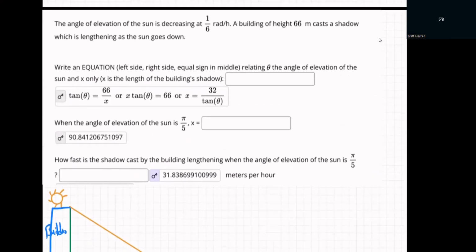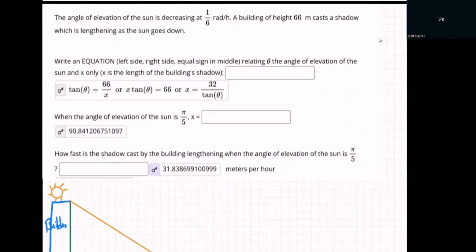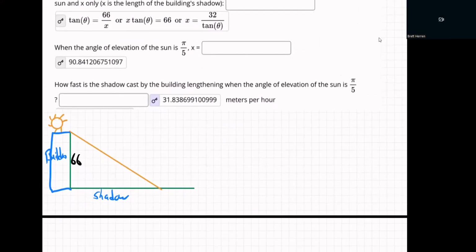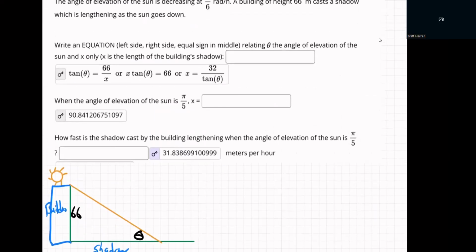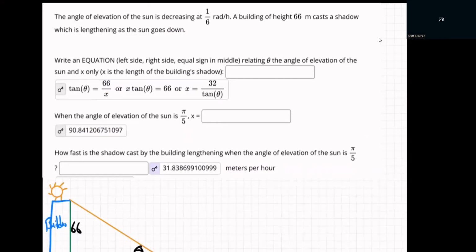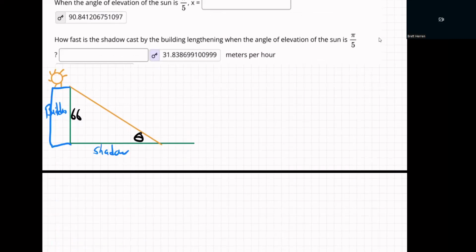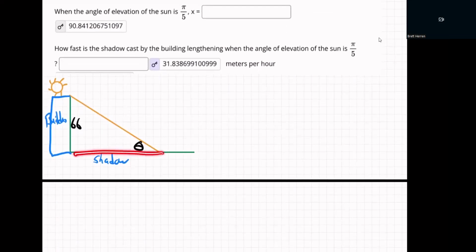The building of height 66 meters casts a shadow. So the building is 66 meters high. Here's an angle theta. What's that? The theta, the angle of elevation of the sun. So an angle of elevation, you really got to know that concept, is from flat up to something. So that's how I knew theta was right there. Angle of elevation means how far it's elevated from flat. So you take flat ground, this is the ground down here, and you go up, up, up until you're aiming at the sun. That's the angle of elevation.